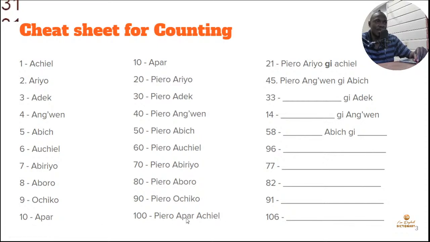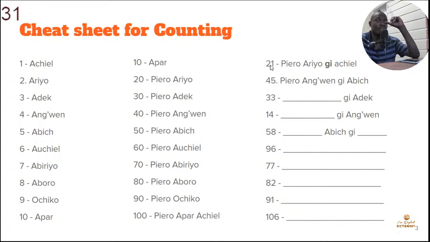But because it is 100, we add a 1 here. So piero, apar, achiel. With this, can you guess 200? 200 will be piero, apar, ariyo. You get the drift? So that's how you count in the Luo language. And this is a very good trick. This is a cheat sheet for counting. So now we have 1 through 10, and we have 10 through 100. We want to get the numbers in between.